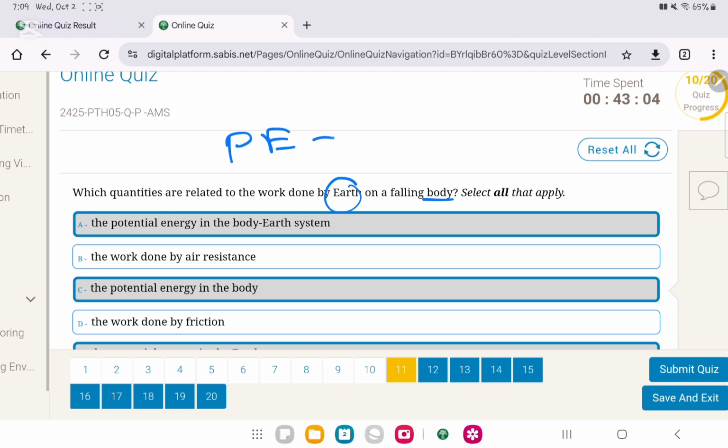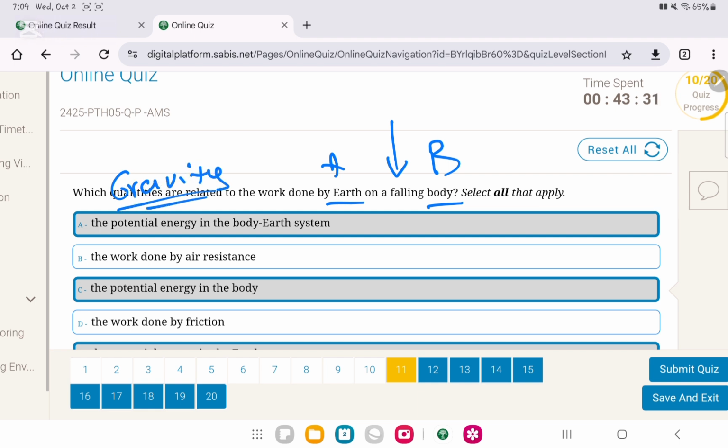We have the potential energy of Earth plus body, and the potential energy in the body and the potential energy in the Earth. Okay? When you have two objects, for example, object A and object B, what are the works done? When it is falling, it is either the potential energy or gravity. So it's going to be the gravity or GPE of BA or A or B. Just choose them all if you have them all.